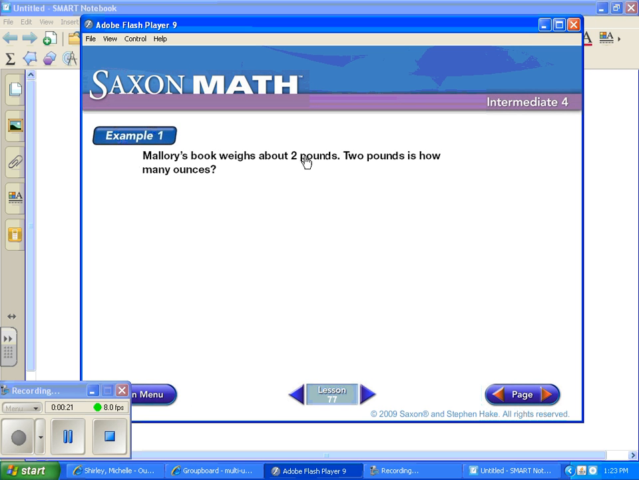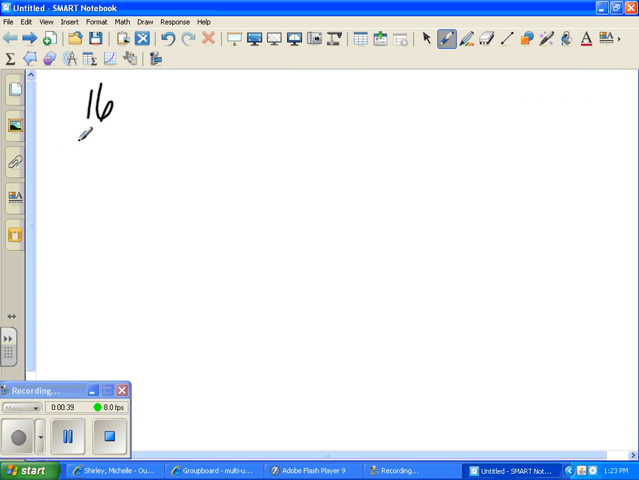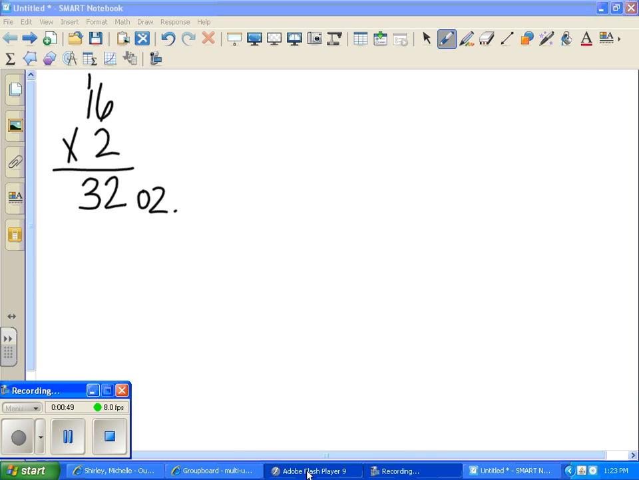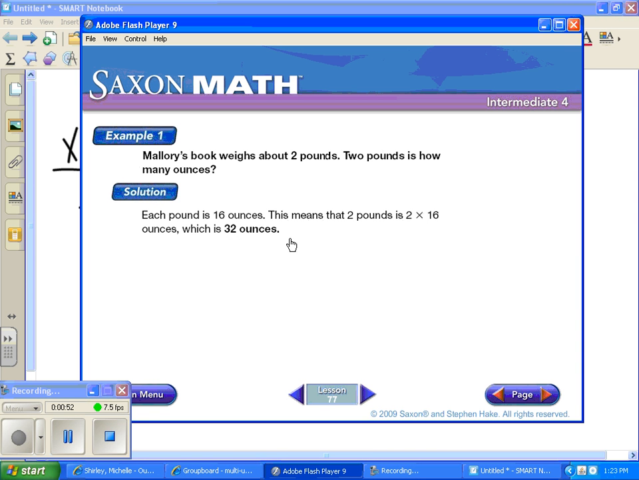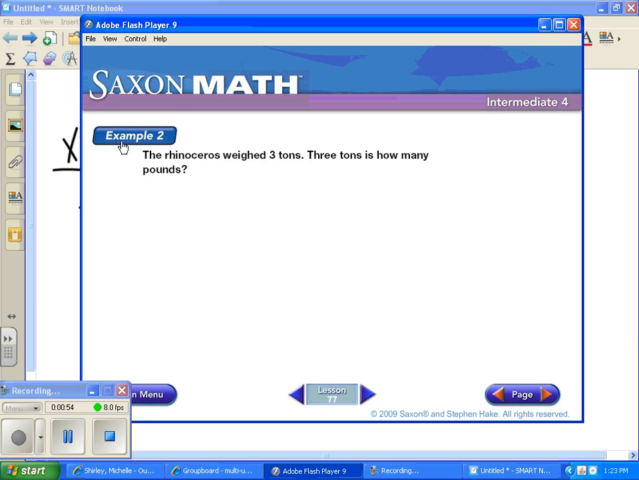Mallory's book weighs about 2 pounds. 2 pounds is how many ounces? Well, first of all, you have to know how many ounces are in 1 pound, and there are 16. So how would you find how many ounces are in 2 pounds? 2 times 16. If you do that, 2 times 6 is 12. 2 times 1 is 2, plus 1 is 3. And the abbreviation for ounces is oz. period. 32 ounces.